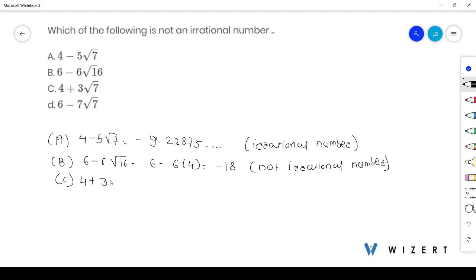4 plus 3 root 7. It is 11.93725 and so on. It is also an irrational number.